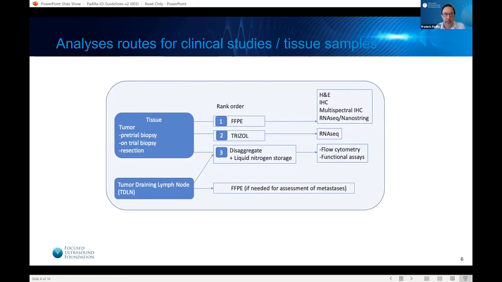So in terms of analysis routes for clinical studies, what we suggest for tissue samples, which hopefully can be pre-trial biopsy, on-trial biopsy, and sometimes resection, is to have FFPE samples for H&E, IHC, if possible multispectral IHC, and RNA-seq. Store samples, for example, in TRIzol for future RNA-seq, or if you can disaggregate, for flow cytometry and functional analysis. And the same for tumor-draining lymph nodes when the samples are accessible: store or perform flow cytometry and functional assays and have FFPE samples.